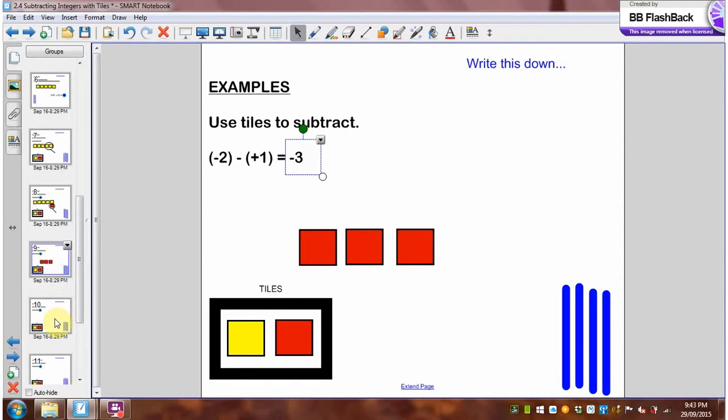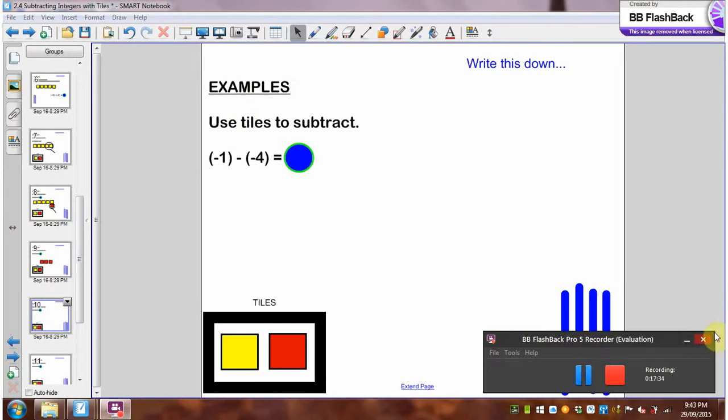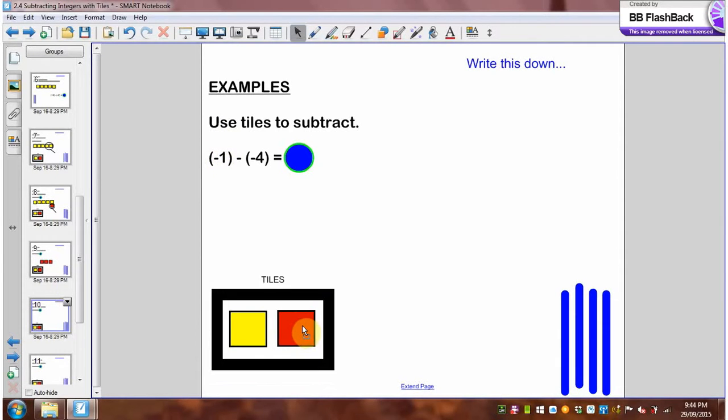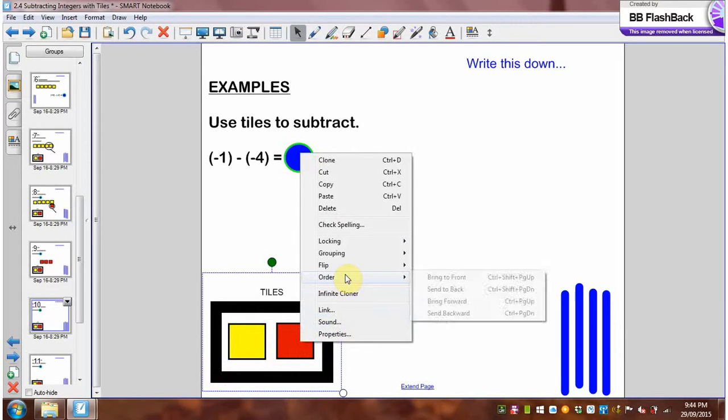Okay, next example. Use tiles to subtract again. So this time we have -1 take away -4. We're working with 2 negative numbers. So first step, like always, represent your first number. -1, that is a red tile.